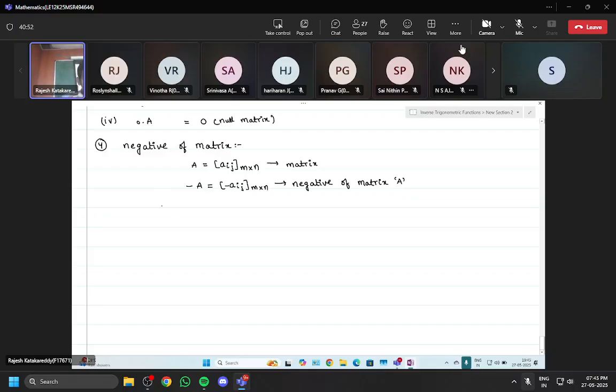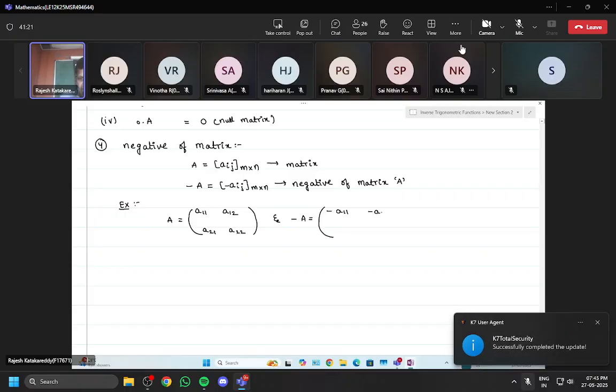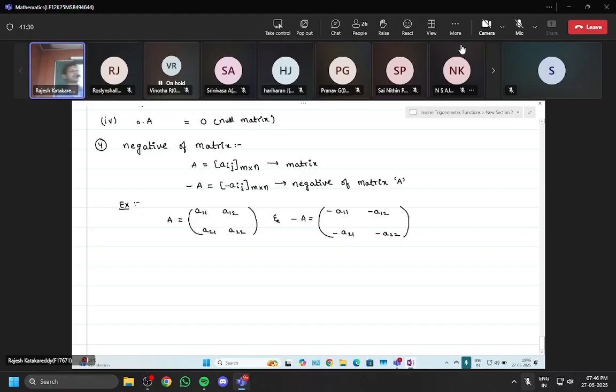You need any example? Let us take one small example, second order. A is equal to A11, A12, A21, A22. Negative of matrix A, that is minus A, multiply minus 1 to each and every element: minus A11, minus A12, minus A21, minus A22. This is called the negative of a matrix. Using the negative of a matrix only, we will find the difference of two matrices.